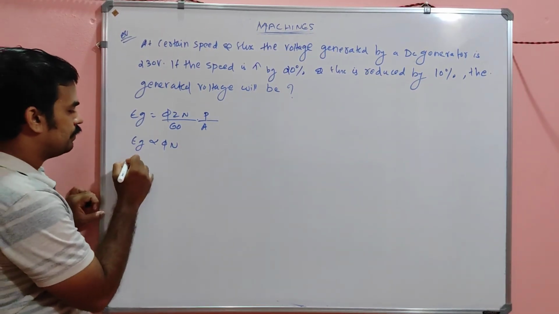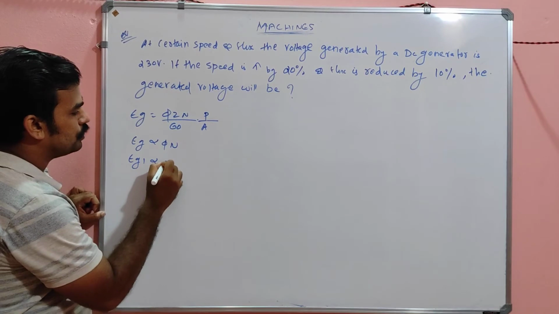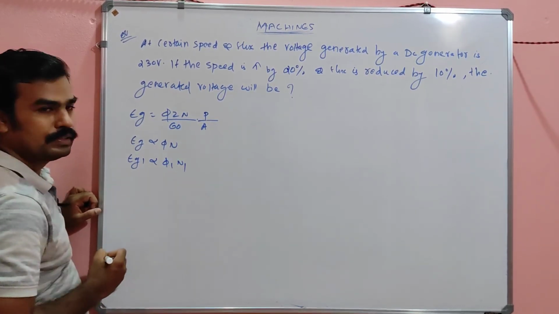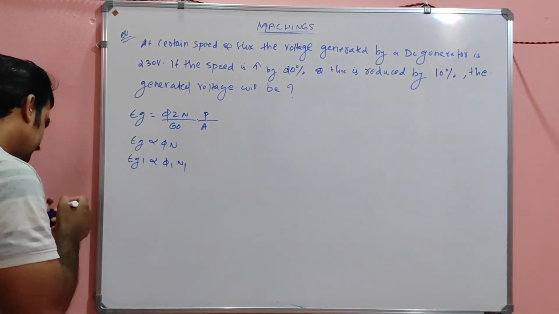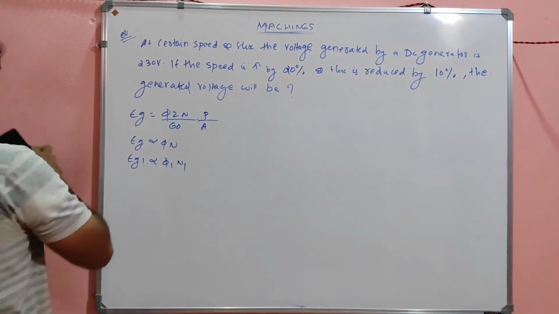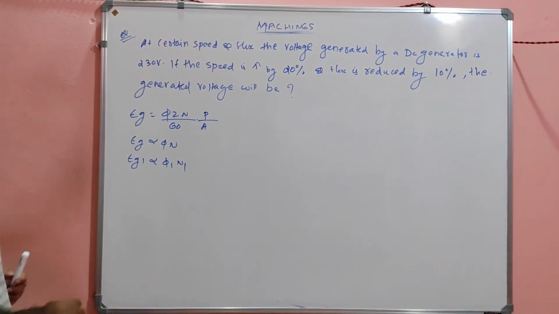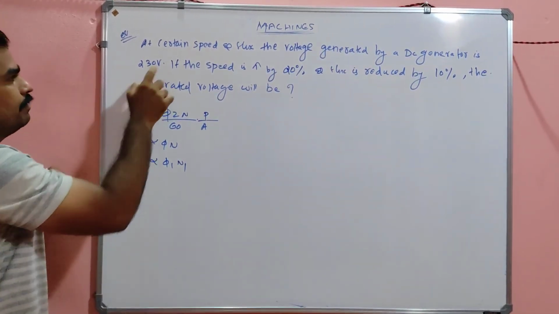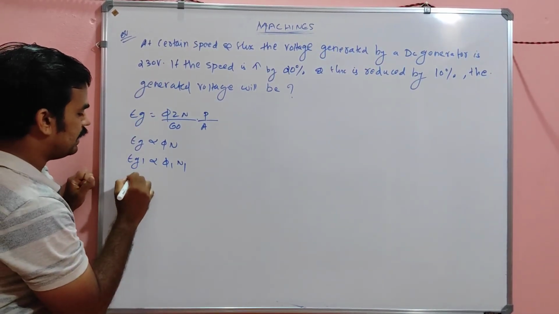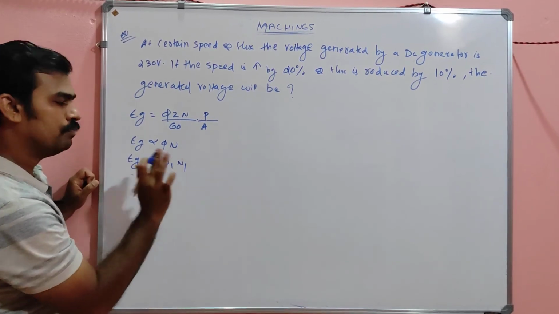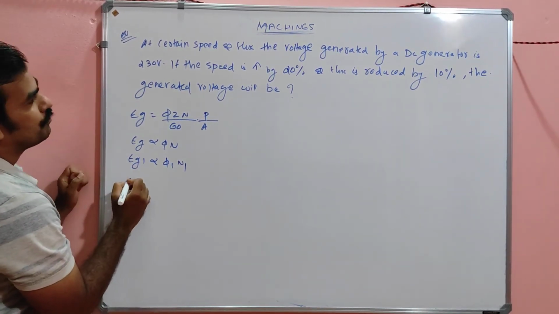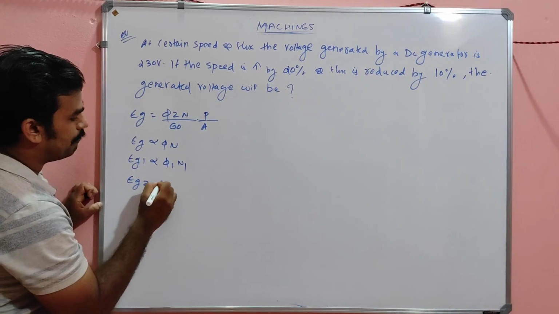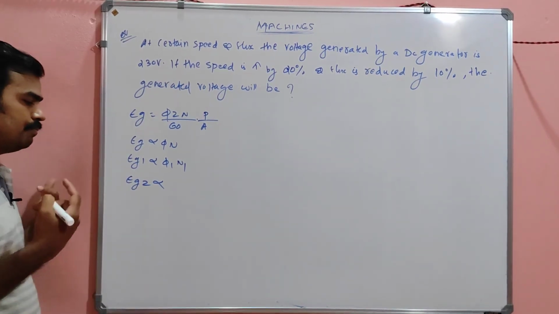So let Eg1 be proportional to phi 1 n1 at a certain field. At a certain speed and flux, the voltage generated by the DC generator is 230, so it is given as 230. I can write Eg1 proportional to phi 1 n1. Next, let Eg2 be what we want to find.